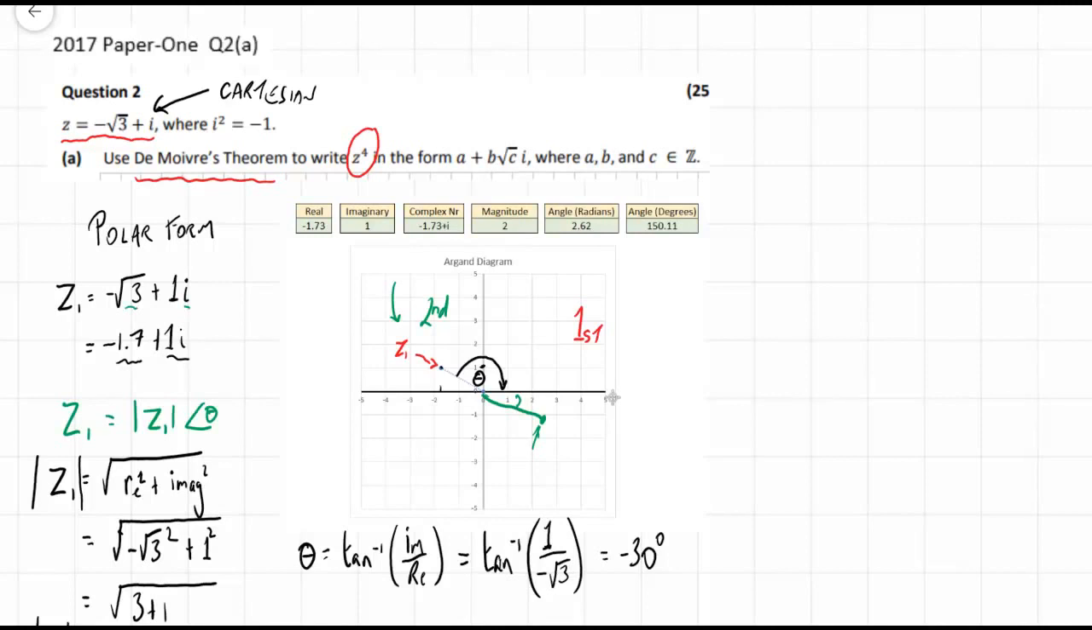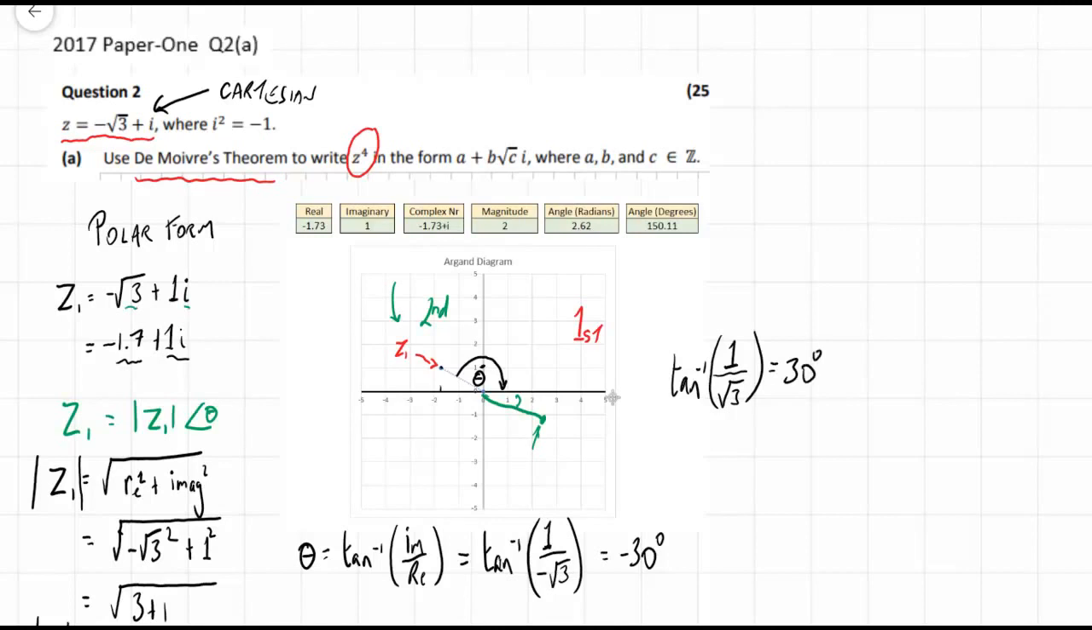So if the angle was in the first quadrant, we would work it out as the inverse tan of 1 over plus root 3. To be in the first quadrant, the tan value has to be positive, so the 1 needs to be positive, the root 3 needs to be positive, and that would give us an angle of 30 degrees.